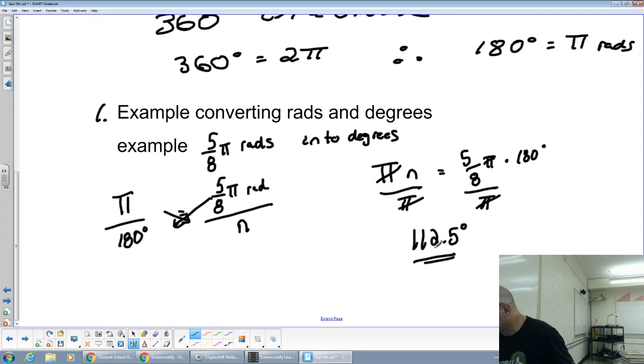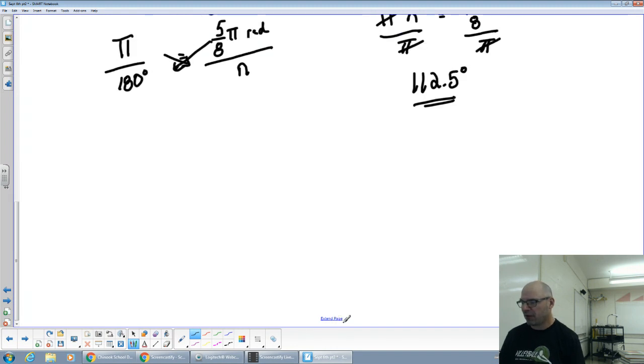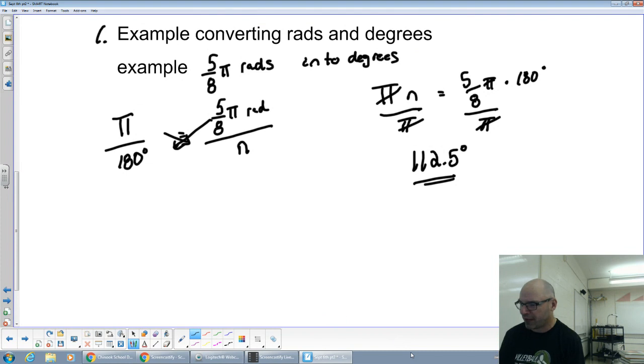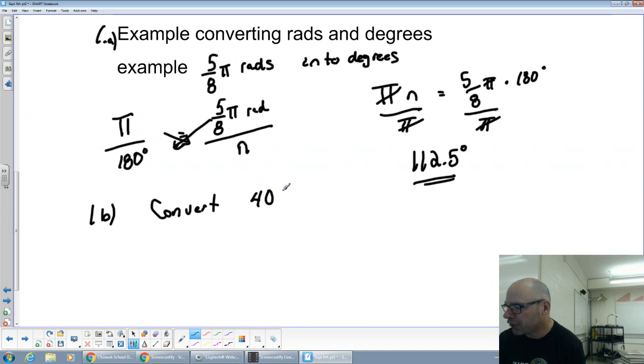Very, very straightforward stuff, stuff we probably did in Pre-Cal 20. Obviously we can do the other way, so let's do a quick one of that. Call that A and B. Okay, so convert 405 degrees to radians. Use exact value. That means don't delete the pi out of it.